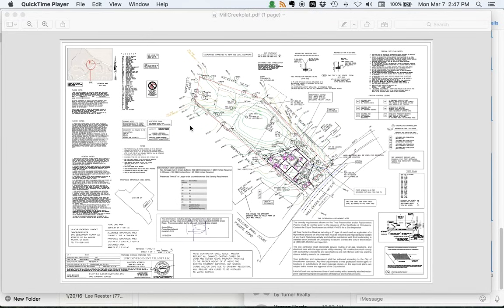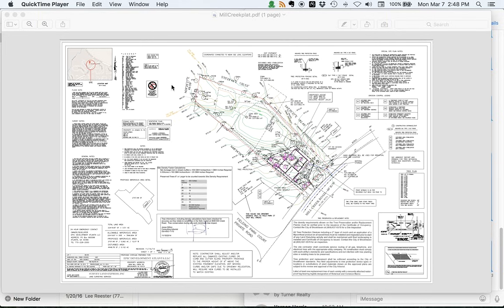A client is working on a property today, and he was wanting to understand how to read a plat. So I thought I would help give some information. This is a plat, plan sheet, survey, whatever you want to call it. And if you look here on the property, you'll see that you've got a lot of different things here.